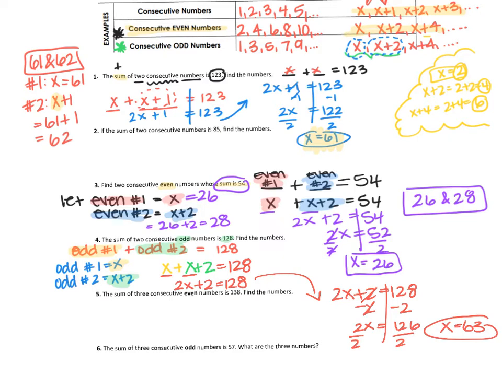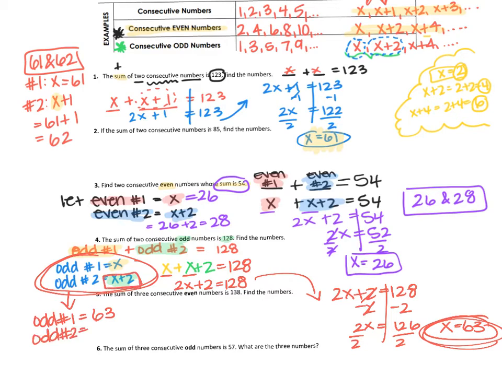But now we have to answer our question. So if we're going back over here to get our two numbers, to get the first odd number, it says it's just whatever x is, which we just found was 63. To get odd number 2, it told me here to do whatever x is and add 2. So 63 plus 2 is 65. So your two numbers are 63 and 65. And again, you can check, is 63 plus 65 128? And it is. All right, go ahead and try number 5 on your own now.